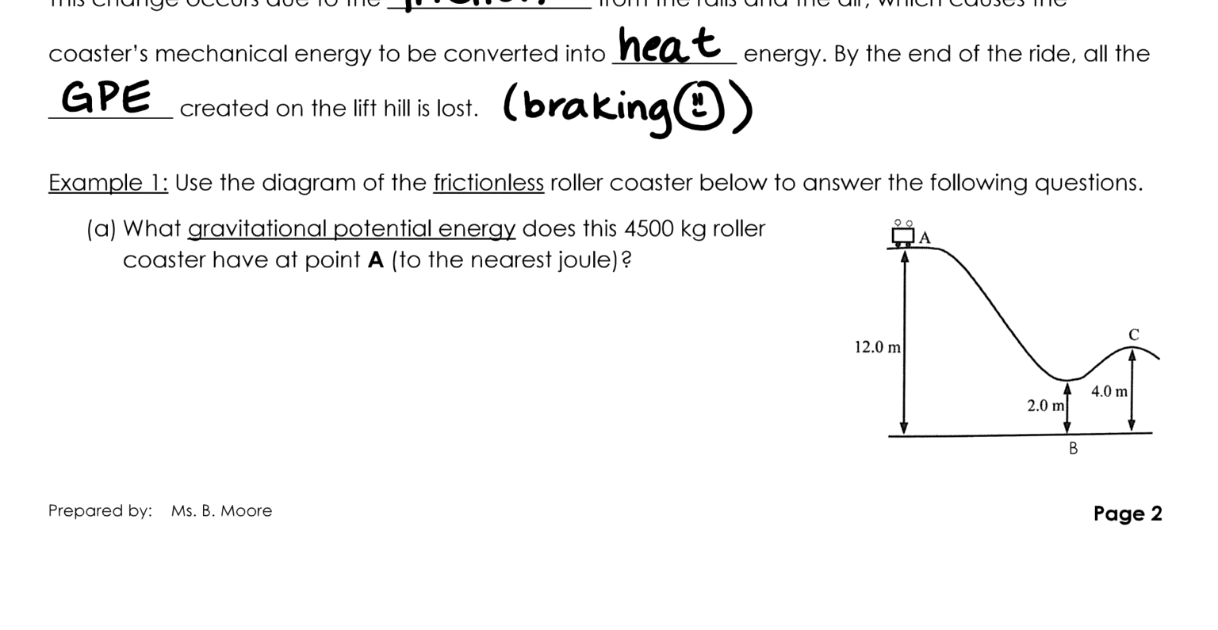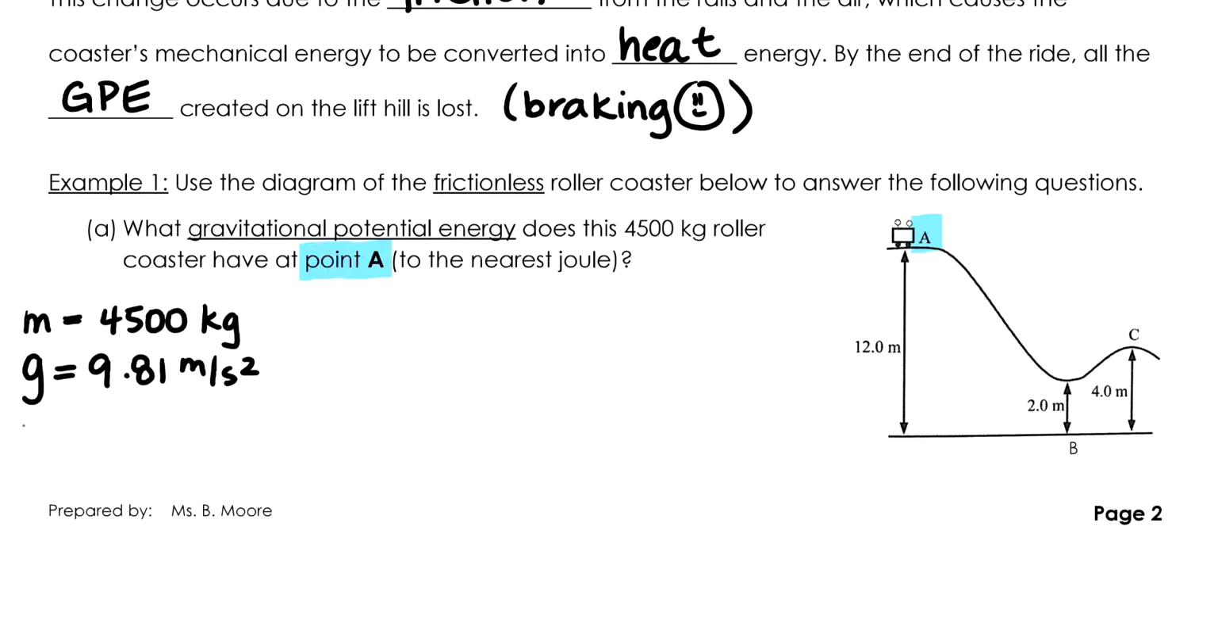Okay, let's do an example together. Let's assume that the roller coaster in this diagram is frictionless. What gravitational potential energy does the roller coaster have at point A, which is right here at the top of the lift hill? Let's summarize what we know. The mass of the roller coaster is 4,500 kilograms. Gravitational acceleration is 9.81 meters per second squared on Earth.